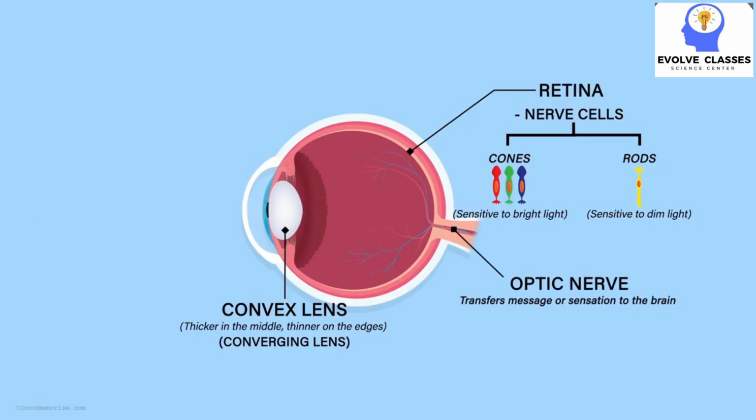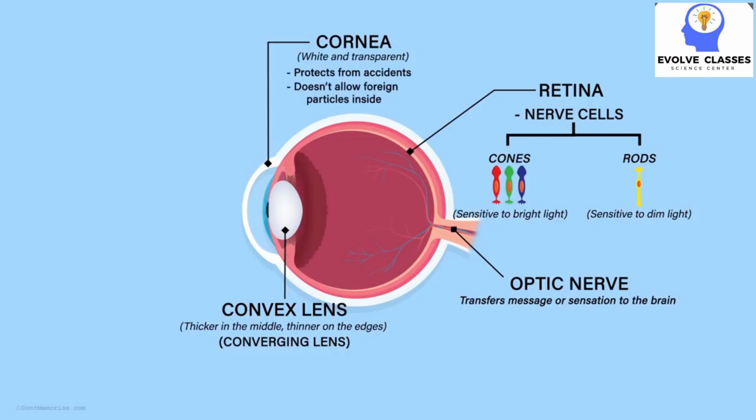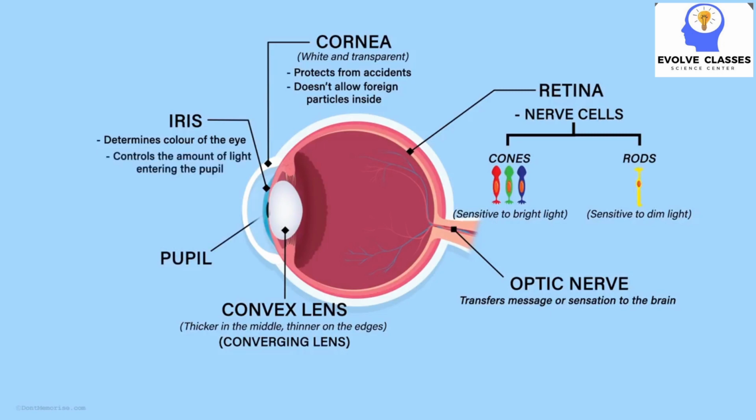Okay, let's quickly recap what we learned about the human eye. The human eye has a roughly spherical shape. The outer part of an eye, called the cornea, is a thick white transparent wall which protects the eye from accidents and keeps foreign particles from entering inside. Behind the cornea, the colorful part of the eye, called the iris, is present. It has a small opening at the center called the pupil. Iris controls the light entering through the pupil by contracting and expanding. Behind the pupil, there is a converging lens which focuses the light on the retina. Retina consists of two types of nerve cells, namely cones and rods. They transfer the message through the optic nerve.